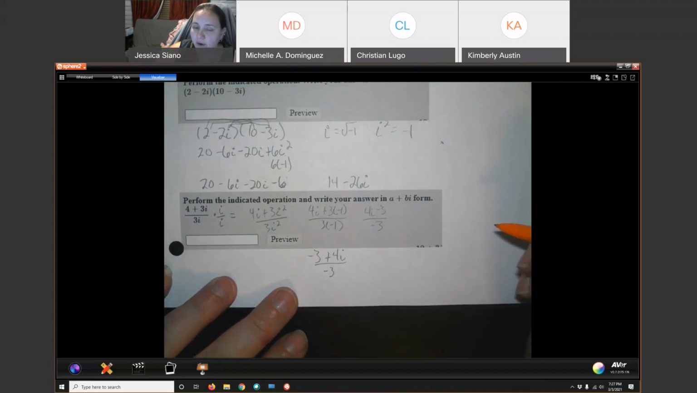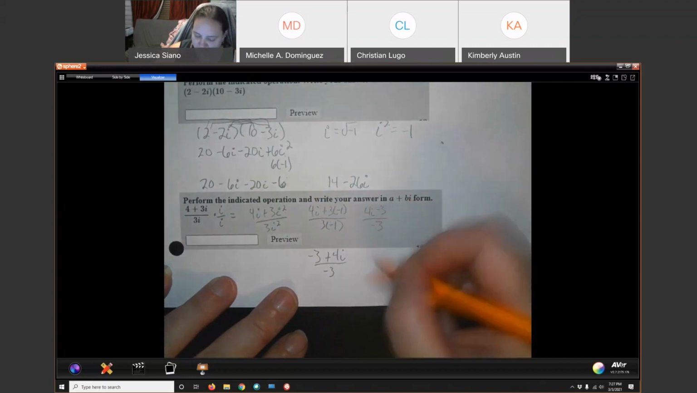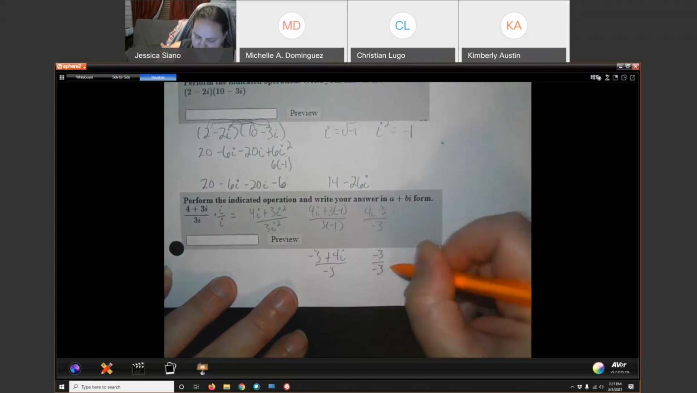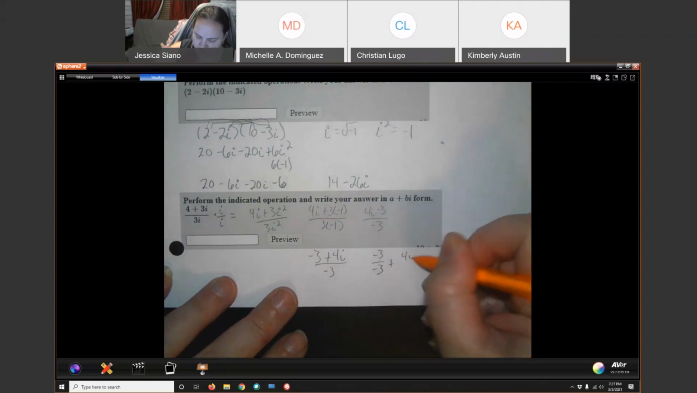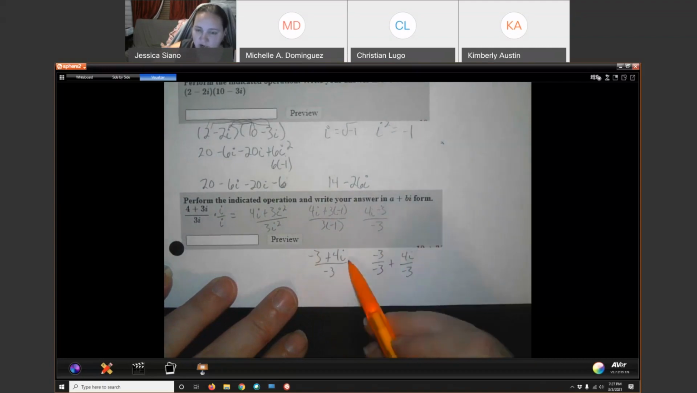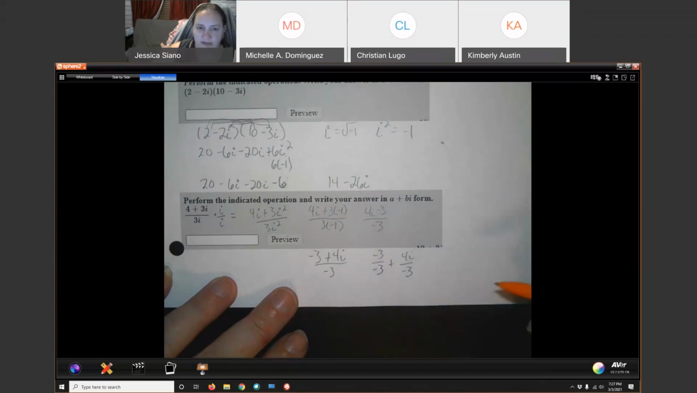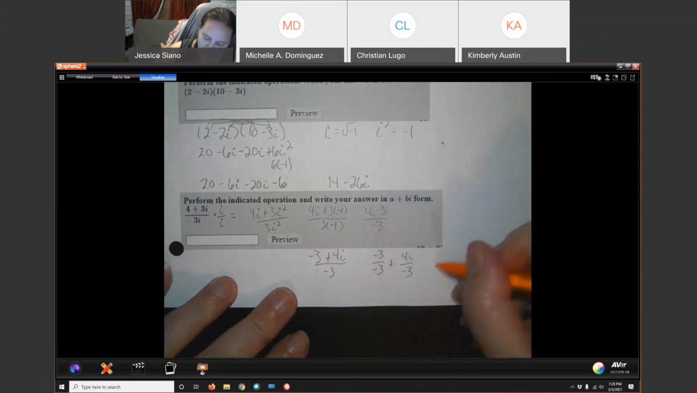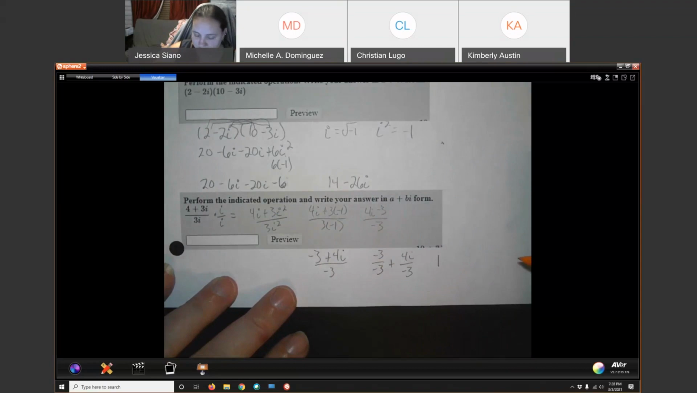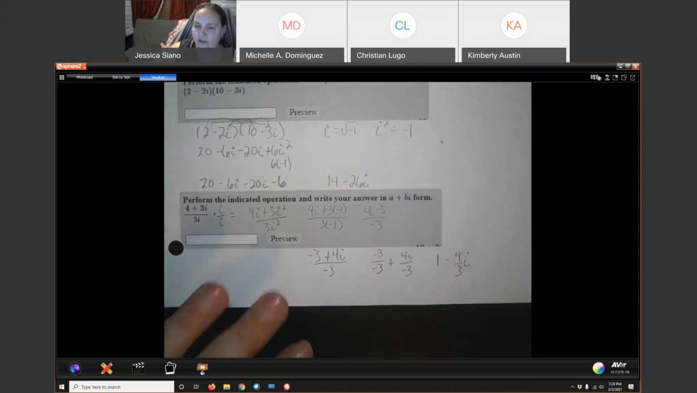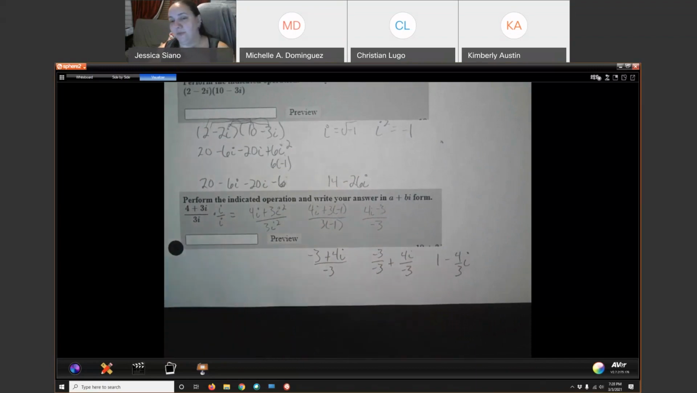And then for proper a plus bi, I have to split this. So basically you just give each piece in the numerator the denominator separately like that, and then reduce each piece. So -3 over -3 is 1, and 4 over -3 would be -4/3. So my final answer here is 1 minus 4/3 i.